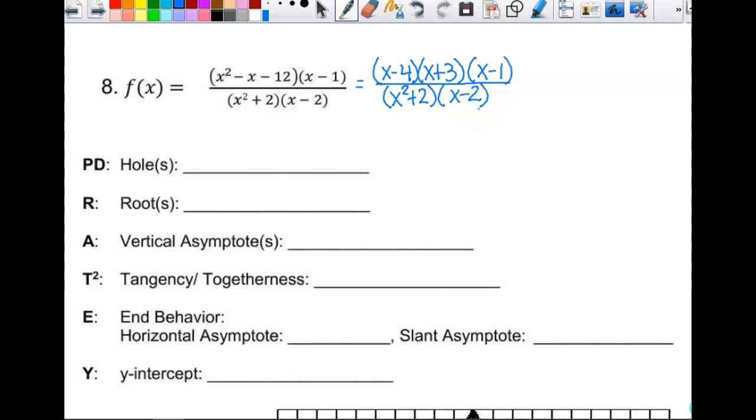All right, so once again, I have no point discontinuity. I have 3 roots here: -3, 1 and 4.